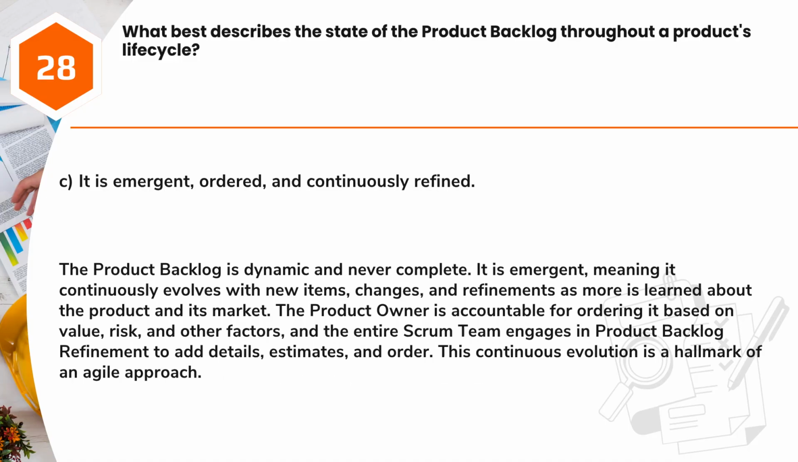Answer, C. It is emergent, ordered, and continuously refined. The product backlog is dynamic and never complete. It is emergent, meaning it continuously evolves with new items, changes, and refinements as more is learned about the product and its market. The product owner is accountable for ordering it based on value, risk, and other factors, and the entire Scrum team engages in product backlog refinement to add details, estimates, and order. This continuous evolution is a hallmark of an agile approach.